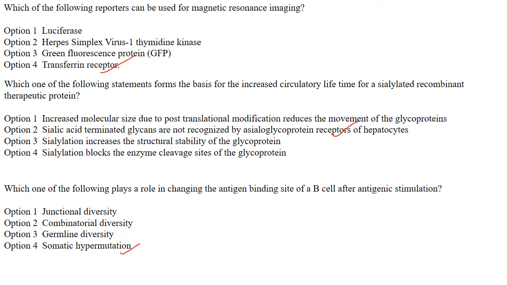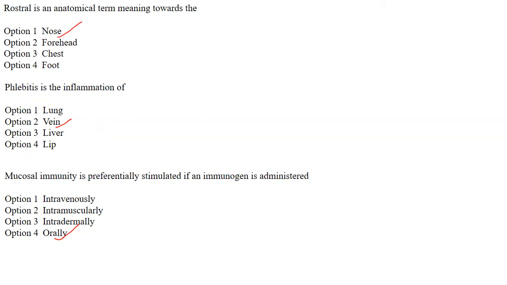The next one. Which one of the following plays a role in changing the antigen binding site of a B cell after antigenic stimulation? So it is somatic hypermutation. Rostral is an anatomical term meaning towards the nose. Phlebitis is the inflammation of vein. Mucosal immunity is preferentially stimulated if the immunogen is administered orally.